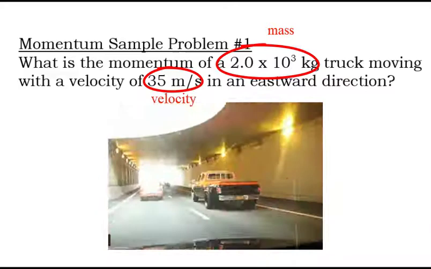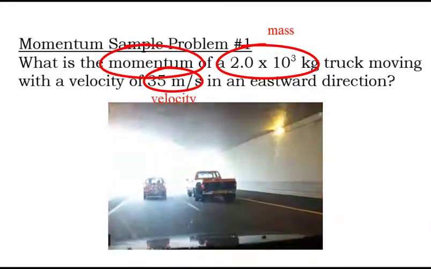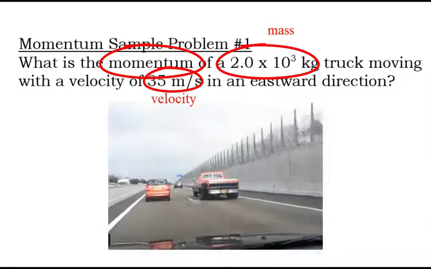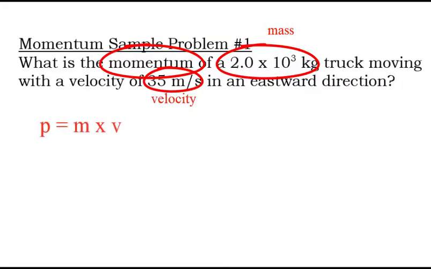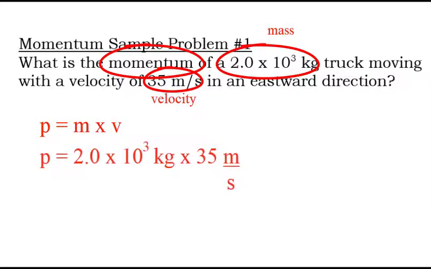We're looking for momentum. Momentum is a product of an object's mass and velocity, both of which we're given here, so it's simply a matter of substitution to determine the object's momentum. So the momentum of this truck is 7.0 times 10 to the fourth kilogram meters per second. And that would be a positive value because the truck is headed in an eastward direction.